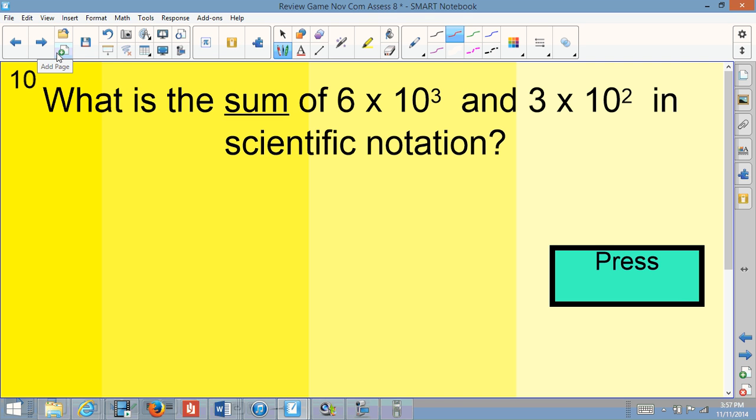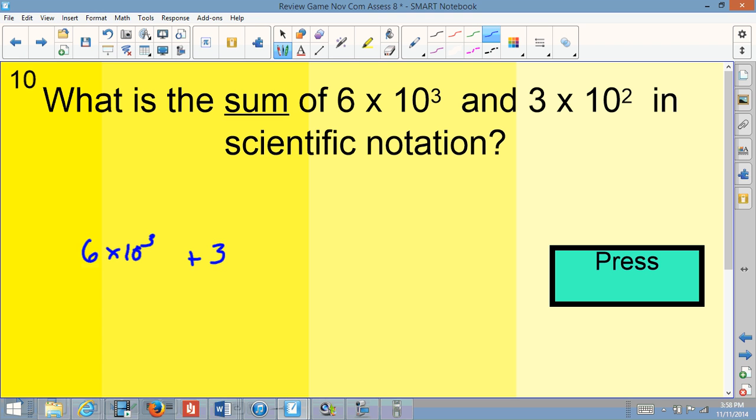What is the sum of 6 times 10 to the third and 3 times 10 to the second in scientific notation? So we just did product. Now they want the sum of that. All right, well, the sum, in order to add these two numbers, you've got to have the same exponent.